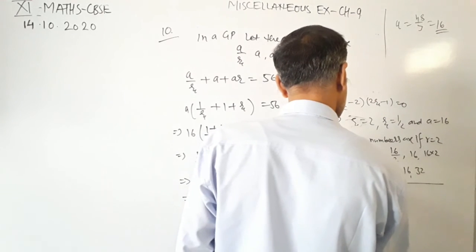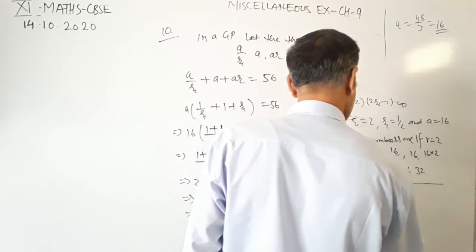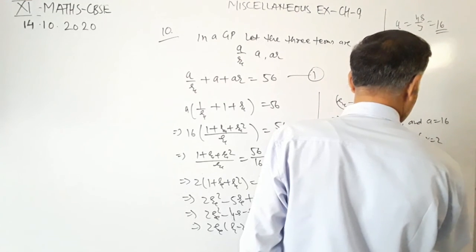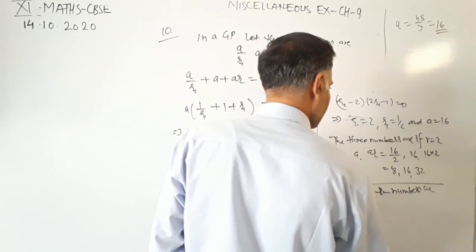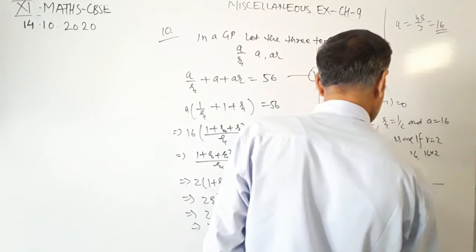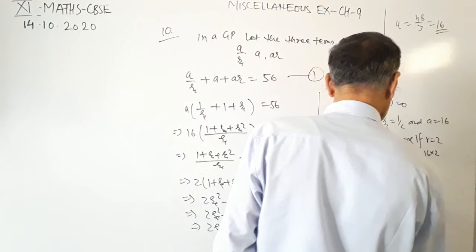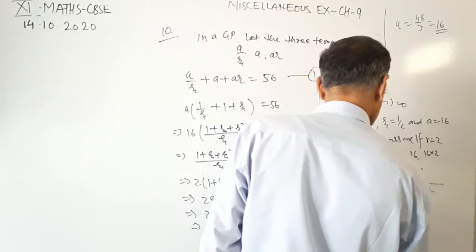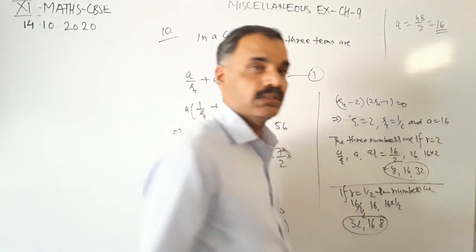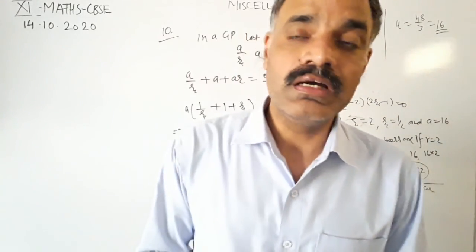If R is equal to 1 by 2, then the numbers are A upon R, 16 upon 1 by 2, 16, and 16 into 1 by 2. So 32, 16 and 8. These are the numbers. These are the two sets of numbers.